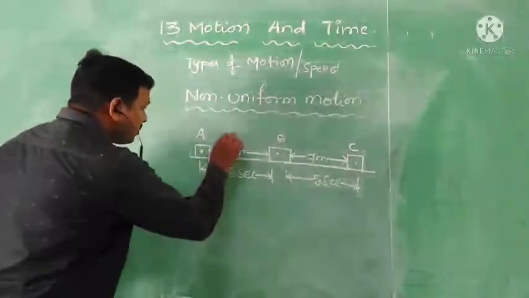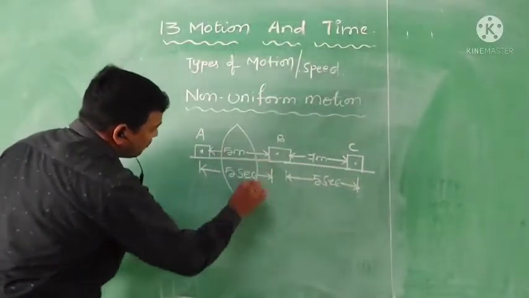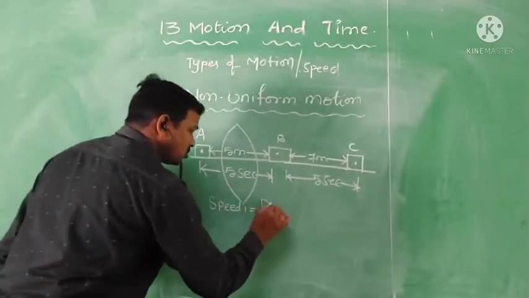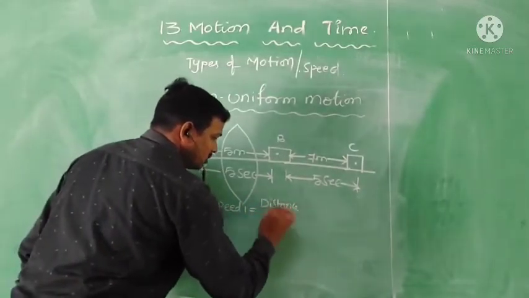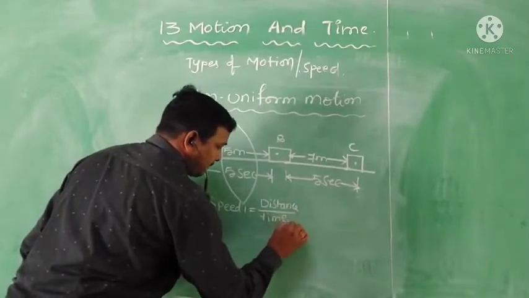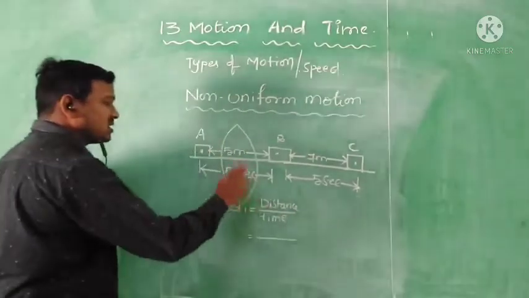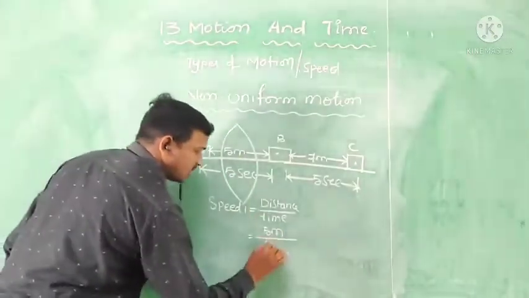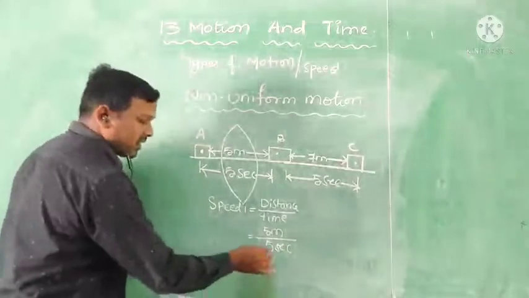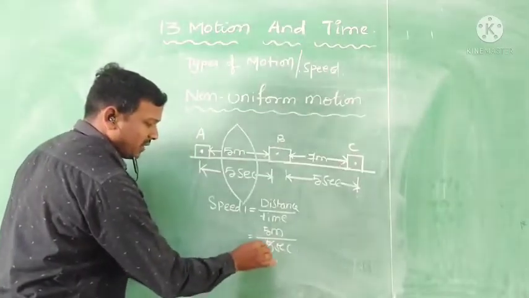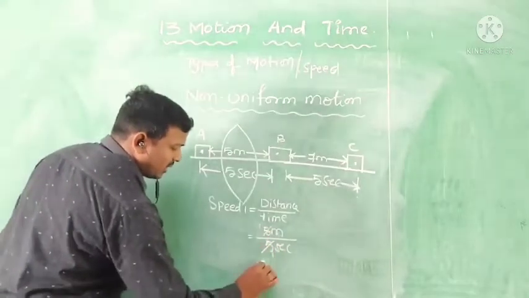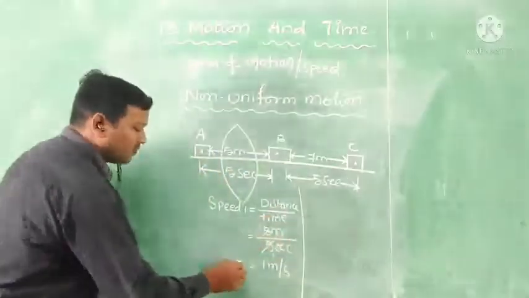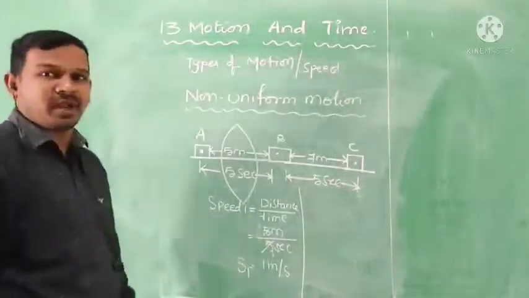Right children? Now this is situation 1. Speed 1 is equal to distance by time. What is the distance he covered? 5 meters. What is the time taken? 5 seconds. So here we can cancel, 5 under 5. What are we getting here? 1 meter per second, as we discussed earlier also. So I am naming this S1, speed 1.